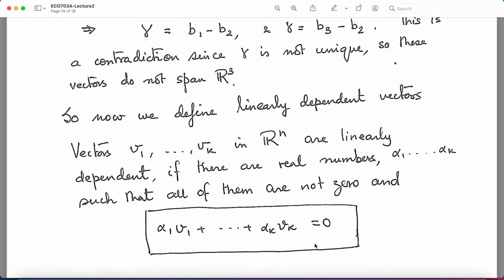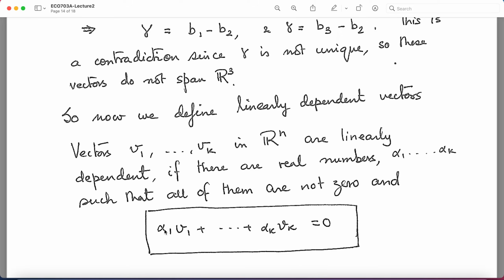Suppose alpha 1 is not equal to 0, then I can write alpha 1 V 1 is equal to minus alpha 2 V 2 minus alpha 3 V 3 minus ... minus alpha k V k, right. And then because alpha 1 is not 0, I can divide both sides to write V 1 equal to minus alpha 2 by alpha 1 V 2 minus alpha 3 by alpha 1 V 3 dot dot minus alpha k by alpha 1 V k. So, I have written V 1 as a linear combination of the rest. So, they cannot be linearly independent.